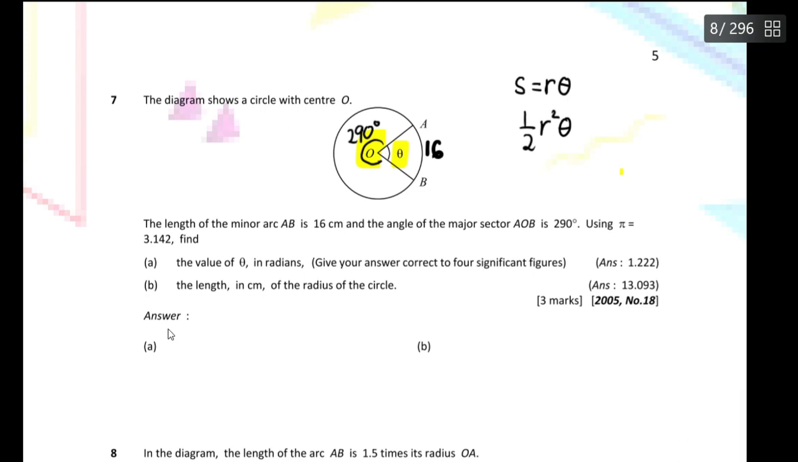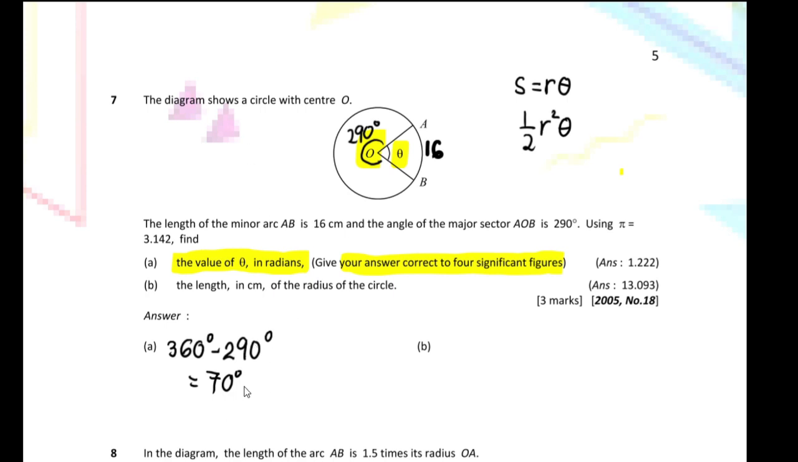The entire circle is 360, so we minus 290. 360 minus 290, we get 70. But remember, they have asked us to find the value of theta in radian, and you must give your answer correct to 4 significant figures. So this 70 now, how to change to radian? We need to multiply with pi over 180, and if your pi is given, change your pi to 3.142. So write as 3.142 over 180.